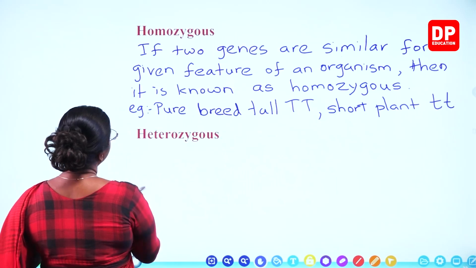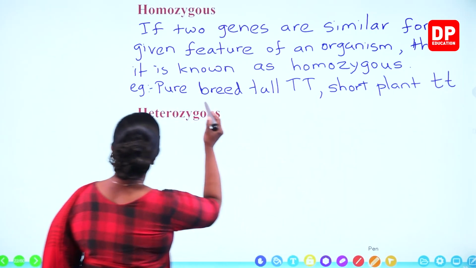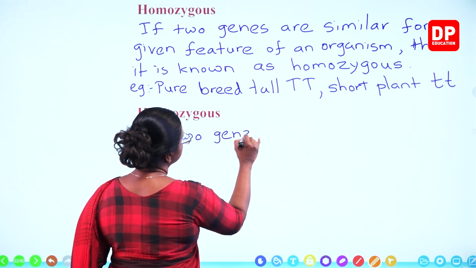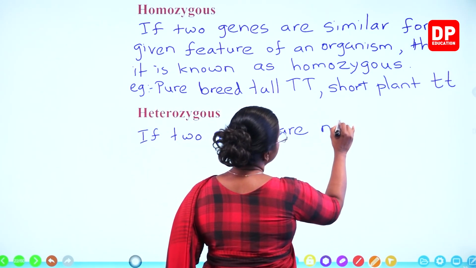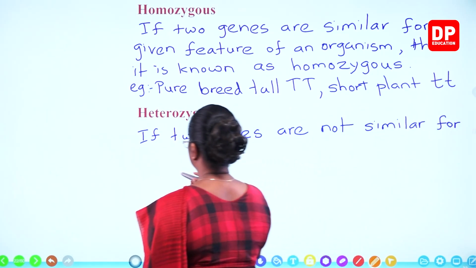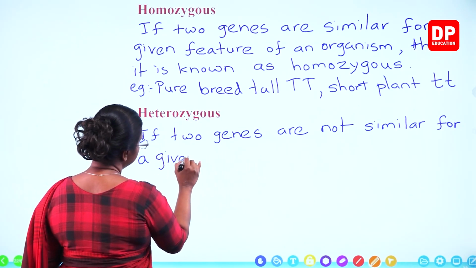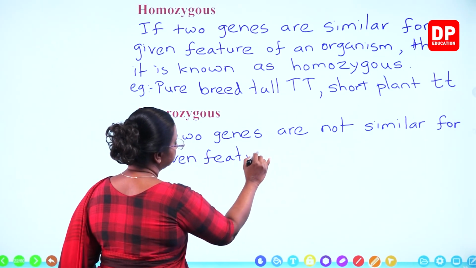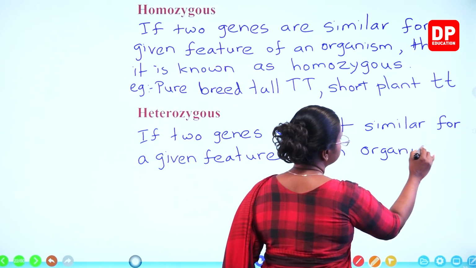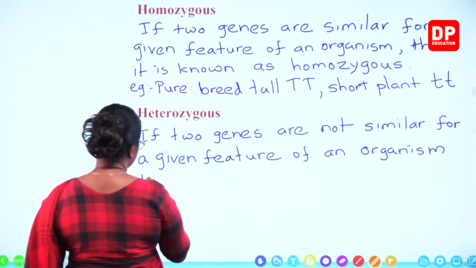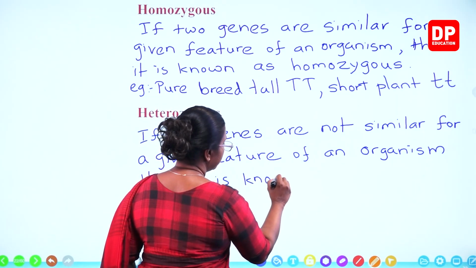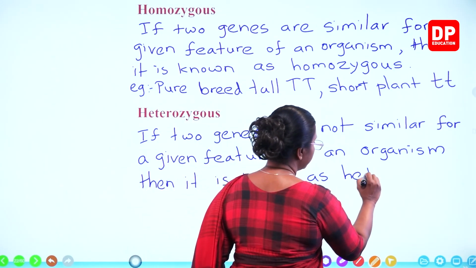Then, if we define heterozygous, here we can say if two genes are not similar for a given feature of an organism, then it is known as heterozygous.